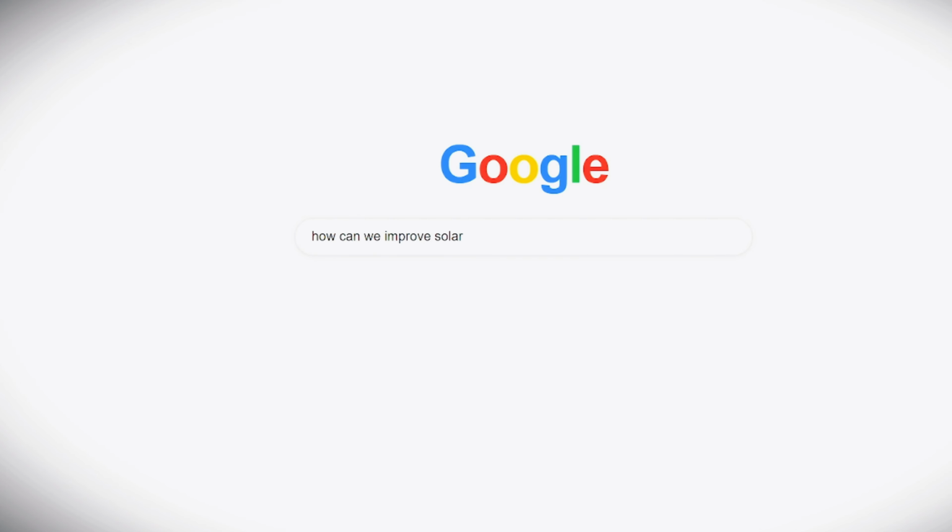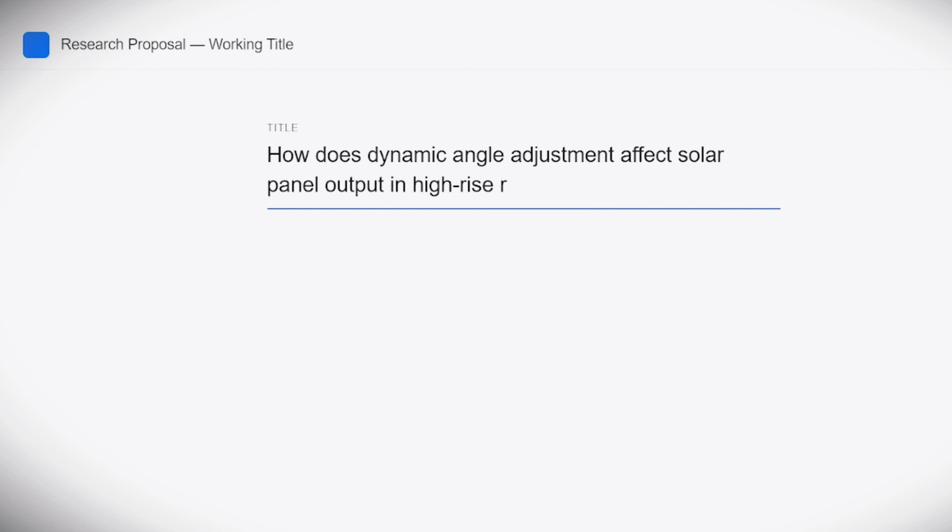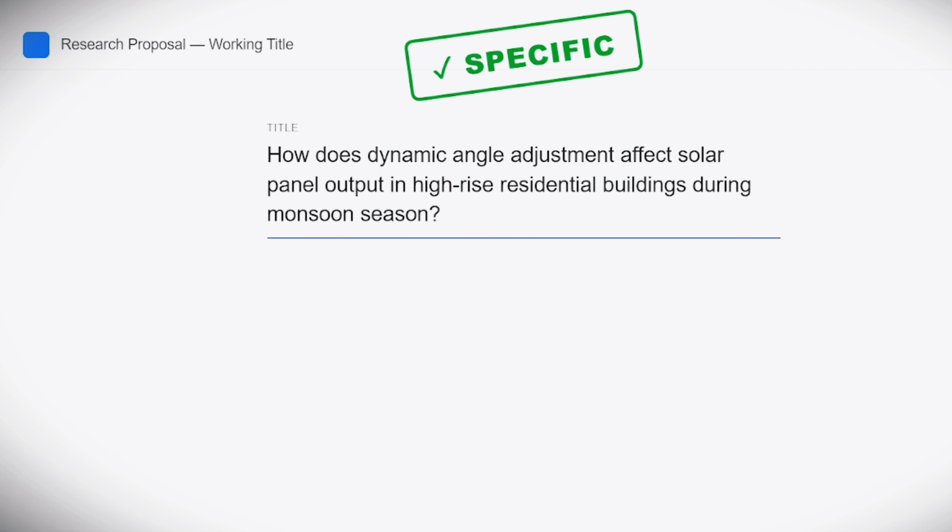Here's that mistake. Vague questions like how can we improve solar energy? Too broad. A specific question, how does dynamic angle adjustment affect solar panel output in high-rise residential buildings during monsoon season? Much better. It states what you are measuring, under what conditions, and where. Have one main question and 2 to 3 sub-questions. Make them answerable within your time frame. 3 sections down: title, introduction, research questions, all covered.